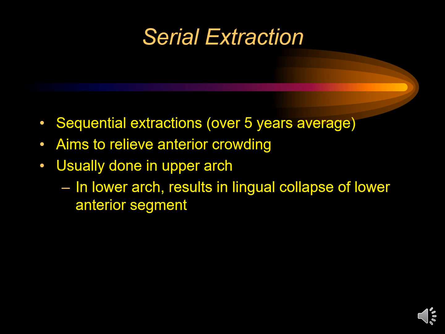Now, serial extractions. Serial extractions are sequential extractions done over an average of 5 years. The aim of serial extraction is to relieve anterior crowding. Now, serial extractions are usually done in the upper arch because in the lower arch, extractions may result in lingual collapse of the lower anterior segment.